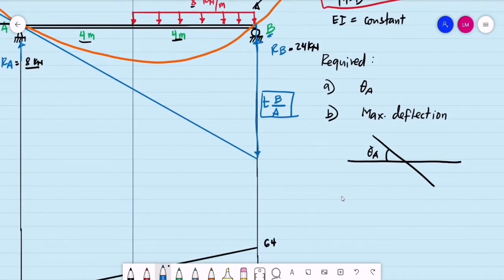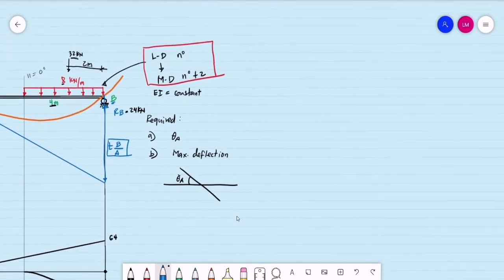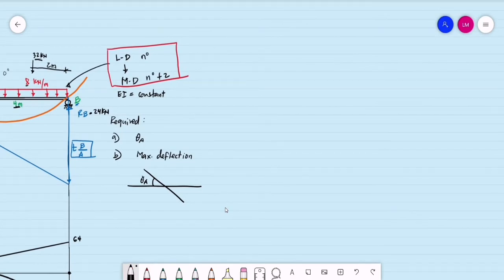How do we compute for that value? How do we compute for that deviation? The deviation from A to B is basically equal to the area of the moment diagram, multiplied by the distance of their centroids with respect to point B. So our second point, point B, will be the reference point for the distance of the centroid of the moment diagram. And this is all divided by EI.